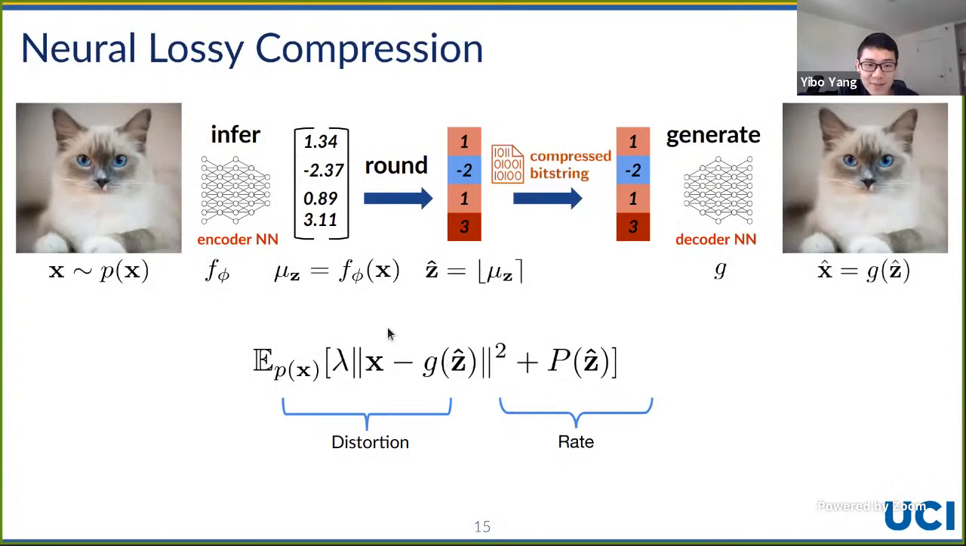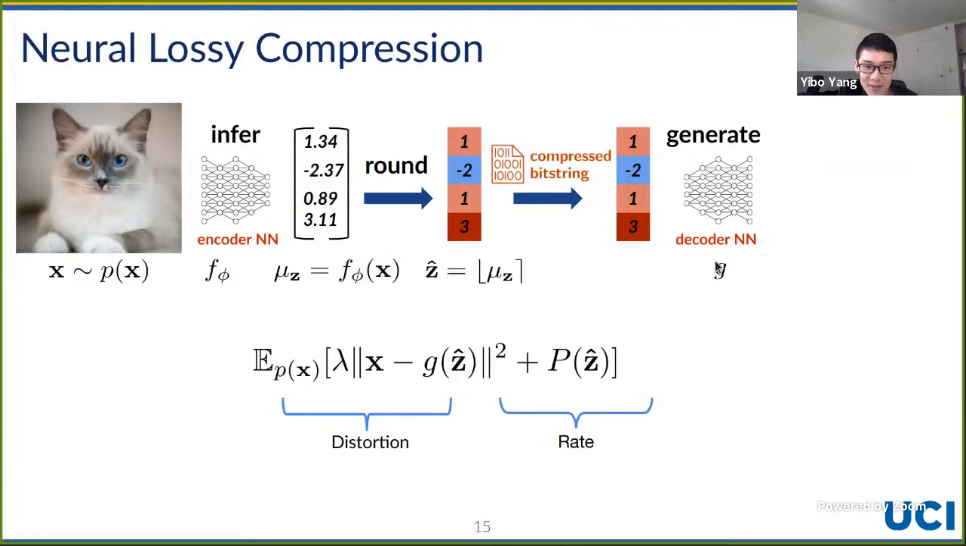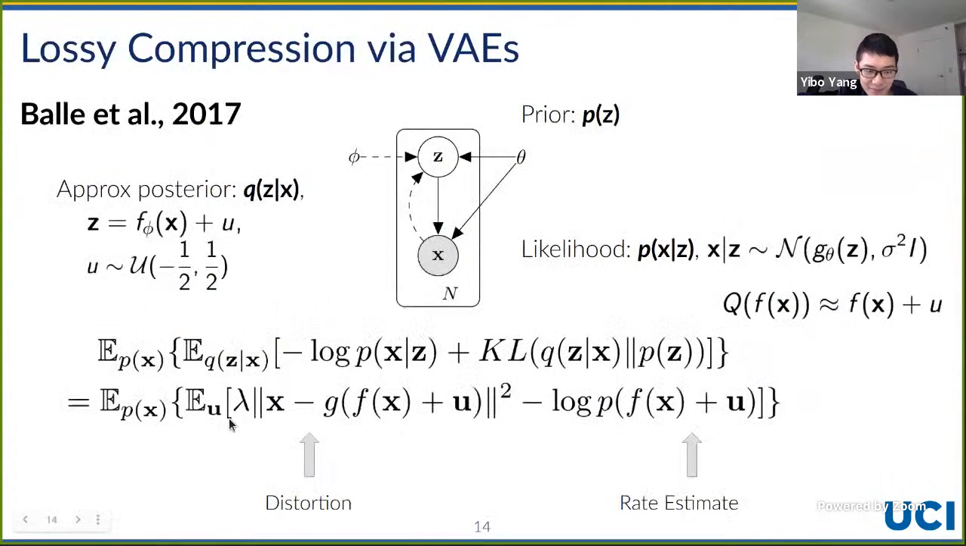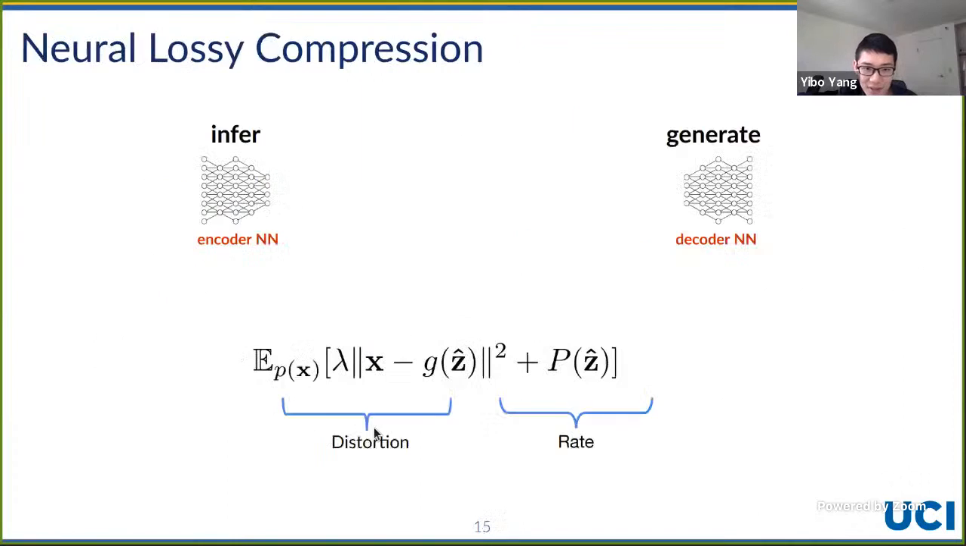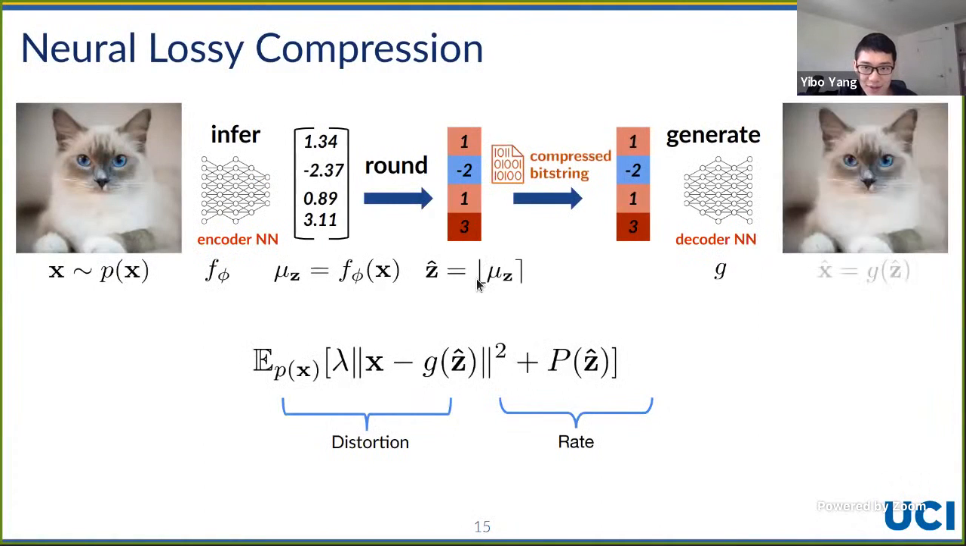So now with this in mind, what neural lossy compression does, or what we're trying to do, is to learn a lossy compression algorithm with neural networks. So basically we can just replace the DCT and the inverse DCT components of JPEG with neural networks. You want an encoder neural network that does the inference or the encoding, and a decoder neural network that does the generation. And again, you're trying to minimize this negative ELBO that corresponds to the rate distortion objective of doing compression in this process.